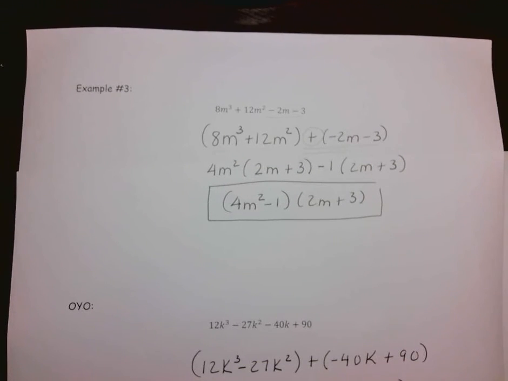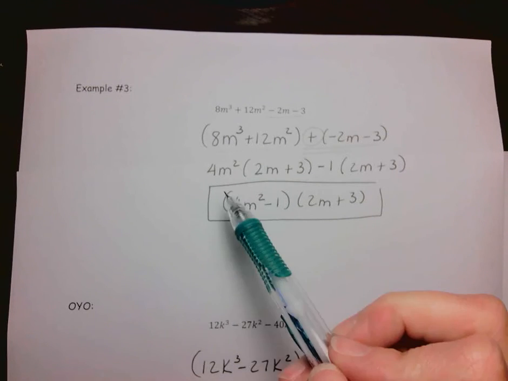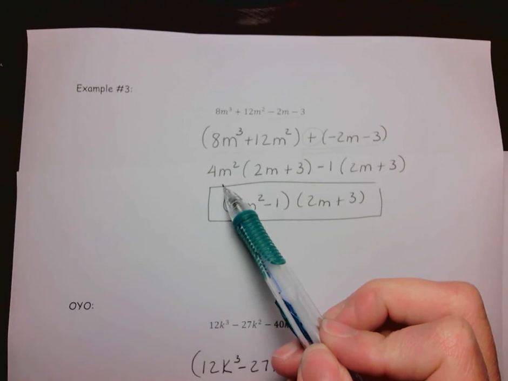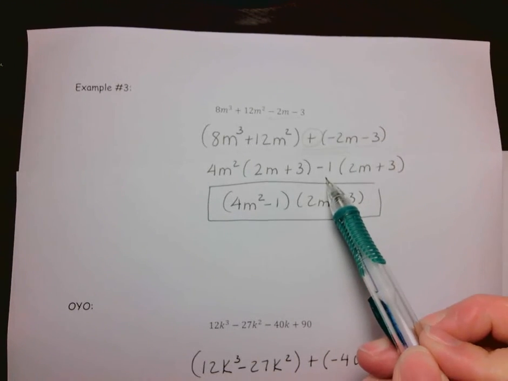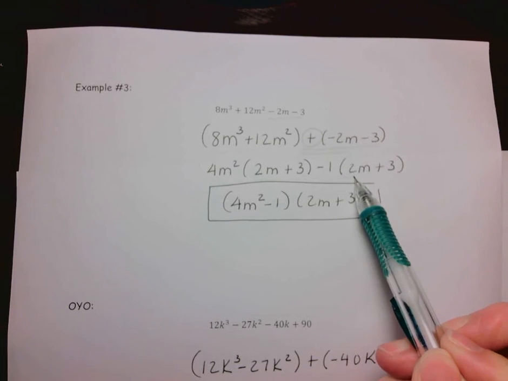Okay, now what am I going to do? I'm going to factor out the greatest common factor from each group. So here, my greatest common factor is 4m squared, and that's what I have left. Now be careful. Here, my greatest common factor is negative 1. I'm factoring out a negative 1, and then this is what I have left.